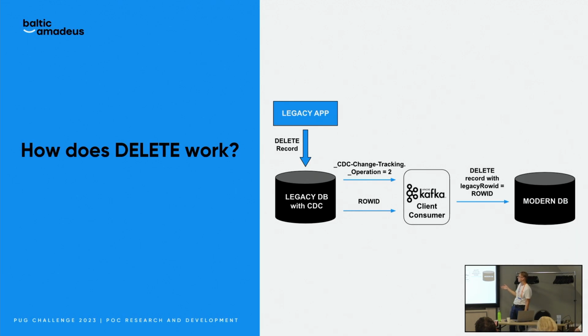By using the legacy and the modern row ID, we can actually get it, because we get the row ID and we can compare it with the legacy row ID from when the record was synchronized between these two databases. So we can take the row ID from the CDC table, send it over here, and compare it. The deletion only looks at the row IDs, so we can find the exact record, and the deletion can be completed.